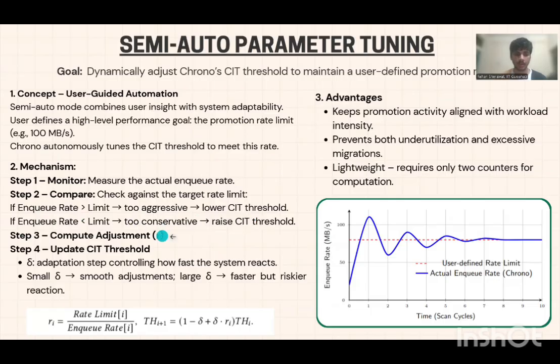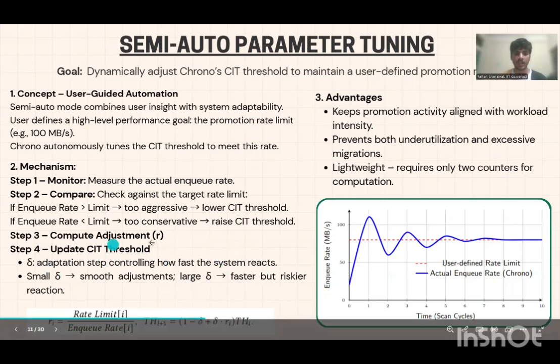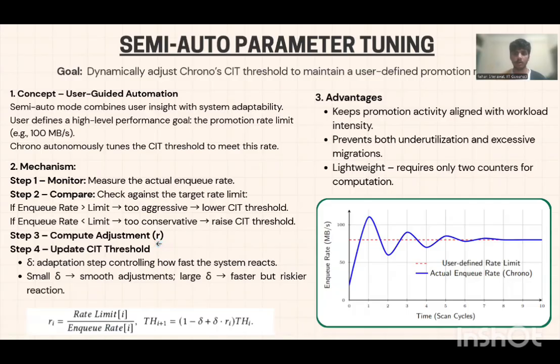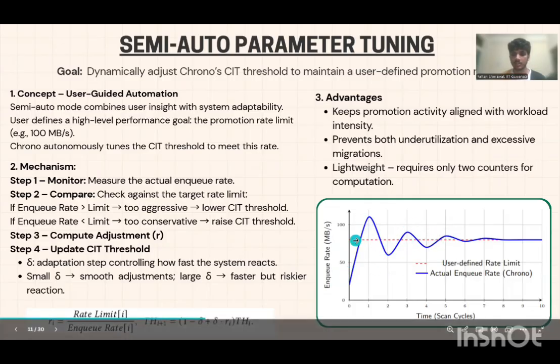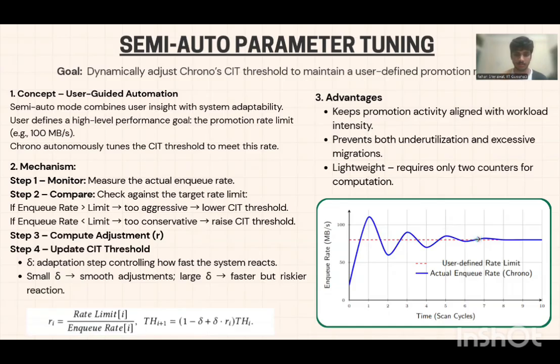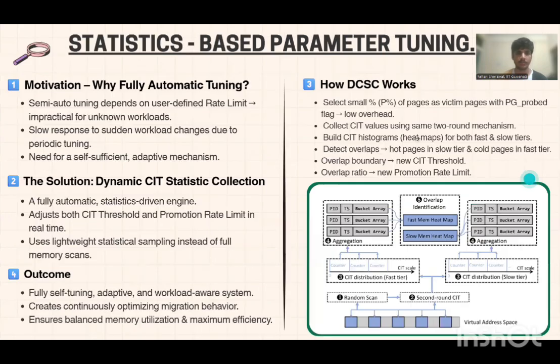This is done with the help of the adjustment factor R, which is defined as rate limit divided by NQ rate. And using this R and delta, we can update our threshold value using the formula that has been given below. The value of delta determines how fast or how intense these changes will be. Based upon that, through a series of iterations, we will eventually reach a user-defined rate limit as shown in this graph. The advantages obviously are that we prevent underutilization and excessive migrations. Also, this is a lightweight process because we are using only two counters for computation.